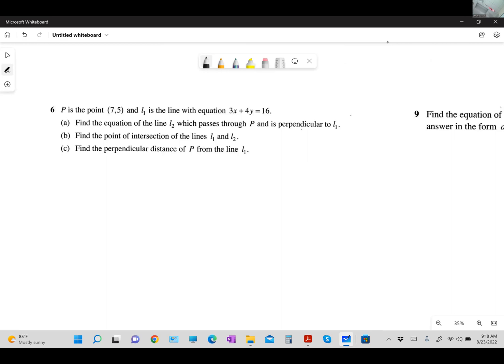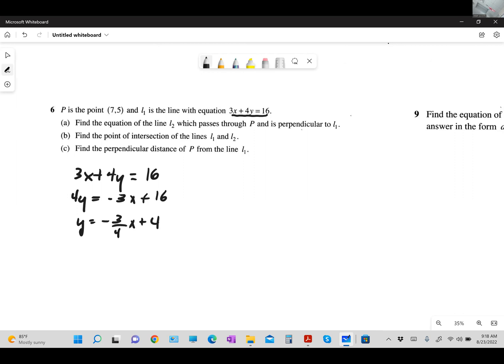So there's a line. You see this guy here? This is written in not so nice form. It's an ax plus by form. So let's first begin with, hey, can I rearrange that so I can at least tell the slope that it has? So let's do that. 4y equals negative 3x plus 16, right? And yes, divide by 4, agreed.